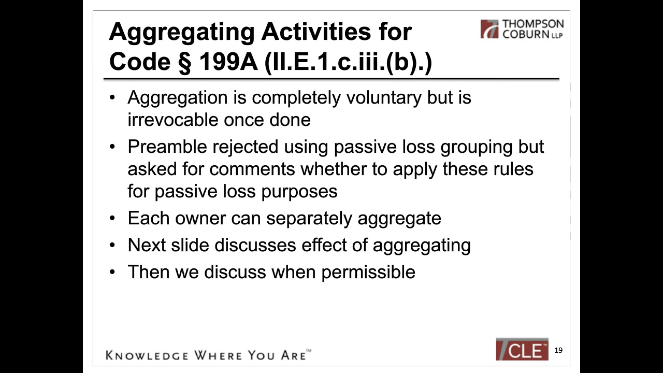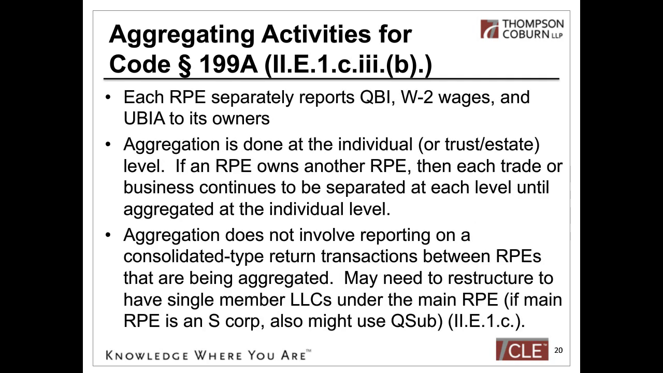that each owner can decide to aggregate the attributes of the various trades or businesses that he or she or it owns. So the ultimate individual, who's the ultimate taxpayer, or the ultimate trust, who's the ultimate taxpayer, will decide whether to aggregate. So we're going to talk about the effect of aggregating and then also whether it's permissible. So on to slide 20. So I mentioned each RPE, again, that's your partnership or S Corp, will separately report QBI, W-2 wages, and UBIA to its owners.